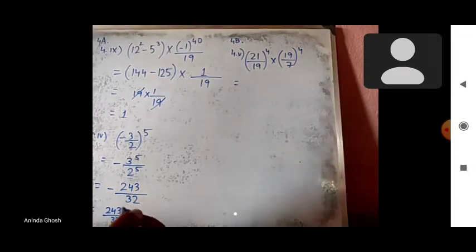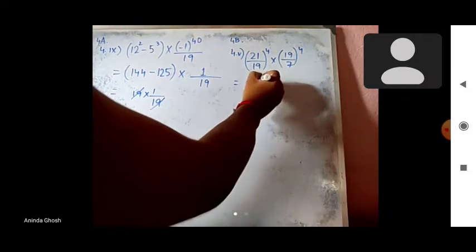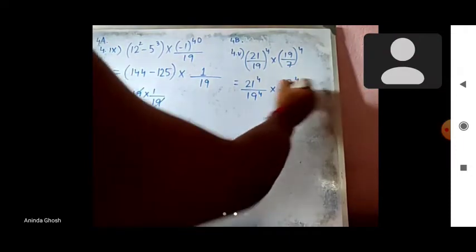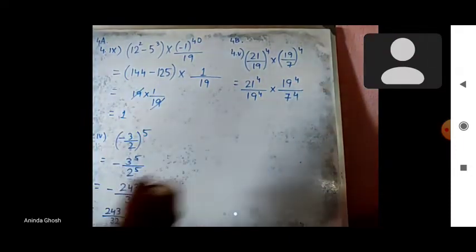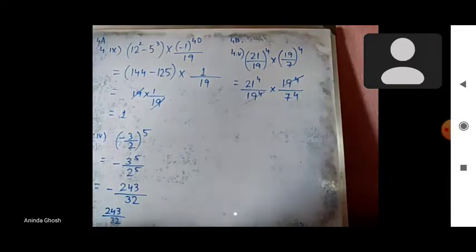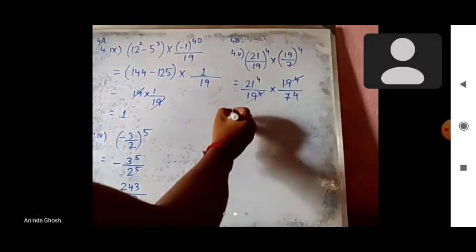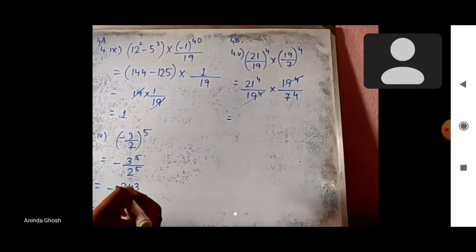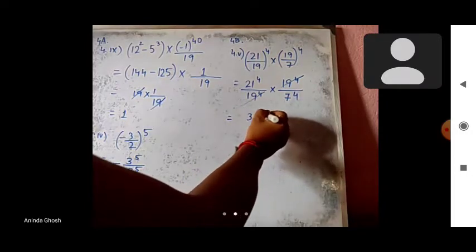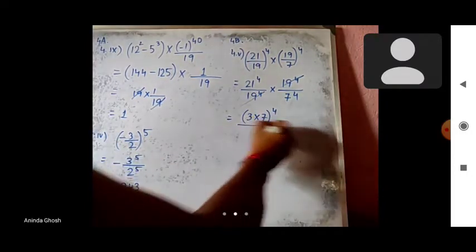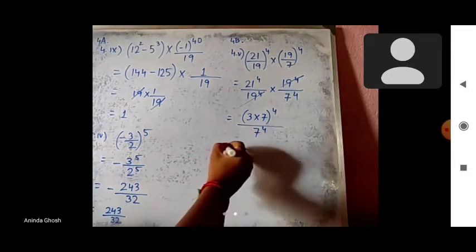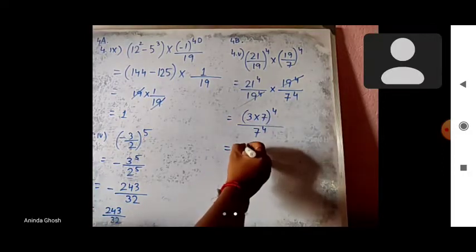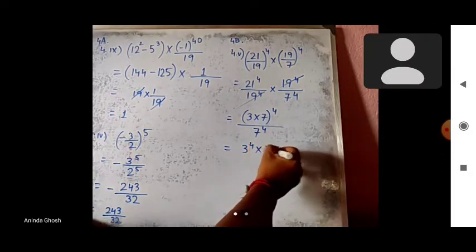21 upon 9 to the power 4 into 19 by 7 to the power 4. So this 4 is applicable for both numerator and denominator, and we write 21 to the power 4 by 19 to the power 4 into 19 to the power 4 by 7 to the power 4. 19 to the power 4 and 19 to the power 4 are cancelled out, and this 21 is a multiple of 7. That's why we break it and write 3 into 7 to the power 4 upon 7 to the power 4.